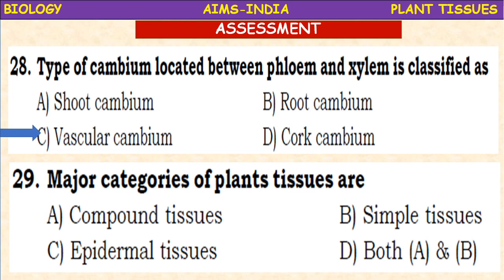The major categories of plant tissues are simple tissues, compound tissues, epidermal tissues, or only simple and compound tissues. The major categories are both simple and compound tissues, because simple tissue only contains ground tissue. Containing the bulk of the plant tissue is ground tissue. So here the major categories of the plant tissues are simple and compound.